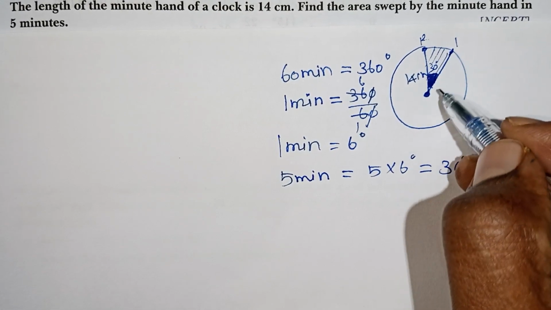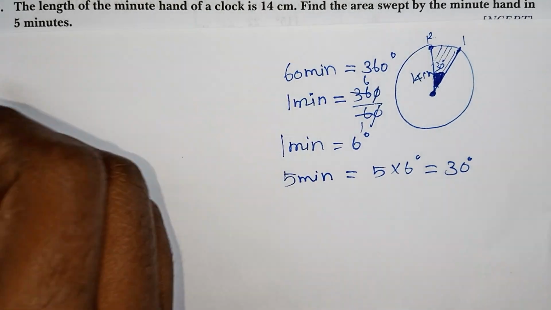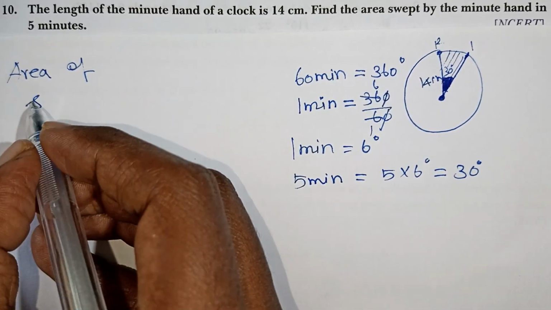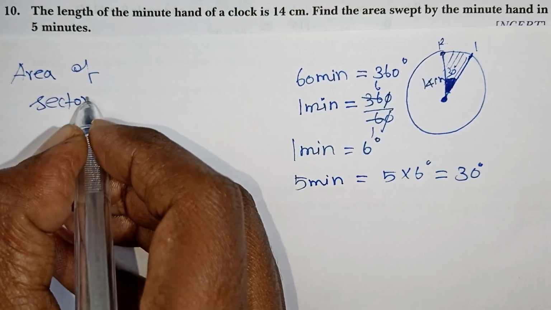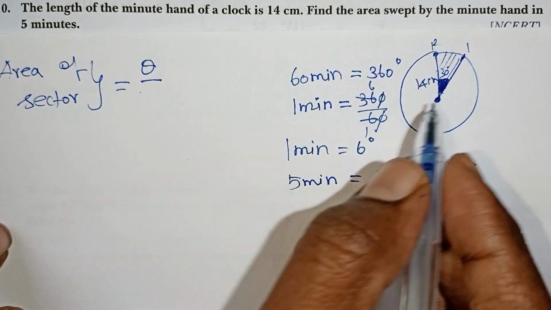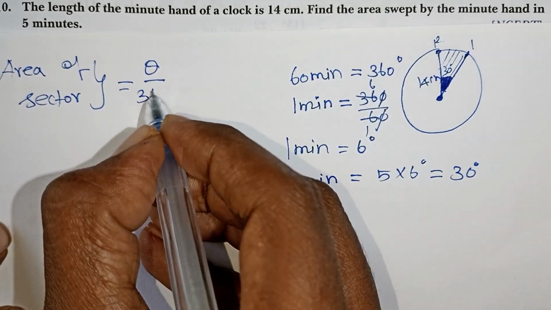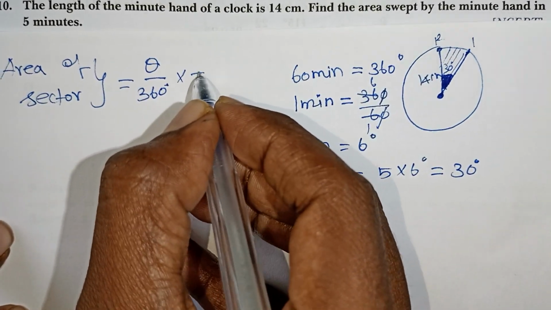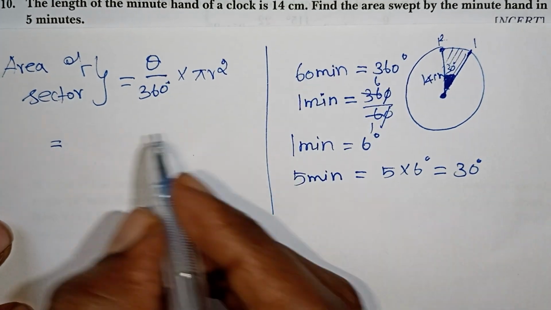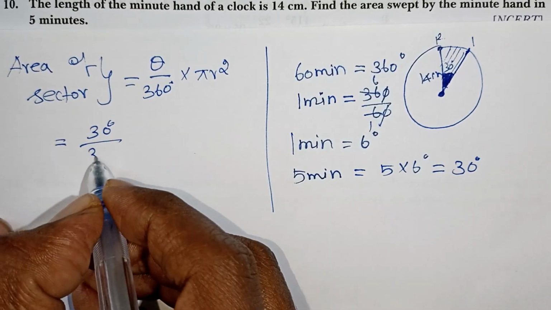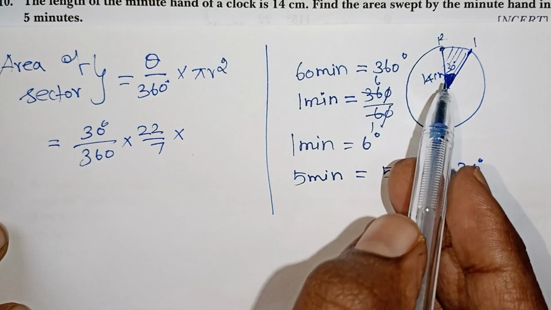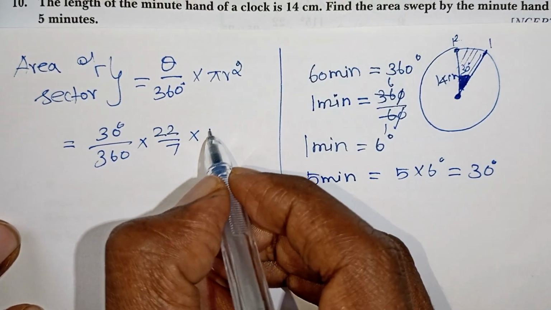Now we just want to find the area of the sector. Area of the sector formula. A sector is nothing but a part of the area of the circle. So the area of the circle, we know, is pi r squared. Since it is a sector, it is partially covered with the angle only. So theta by 360 degrees into pi r squared is our basic formula. Now let's substitute. Theta value we can write as 30 degrees by 360 multiplied by pi value 22 by 7. Radius is nothing but the length of the needle, that is 14.